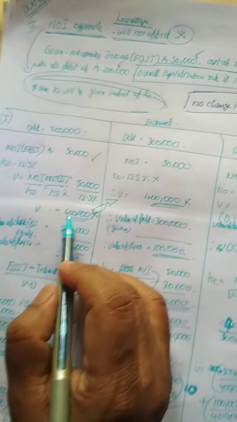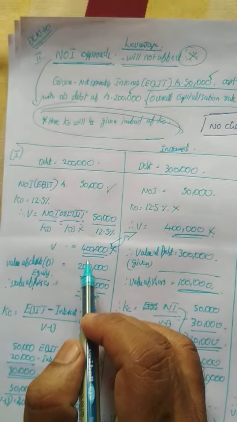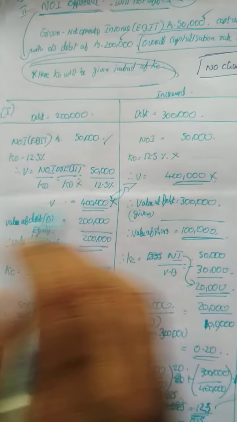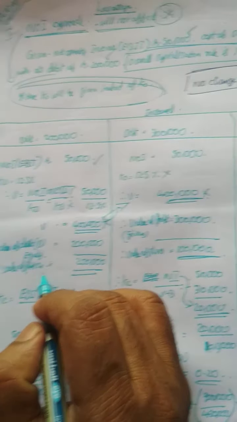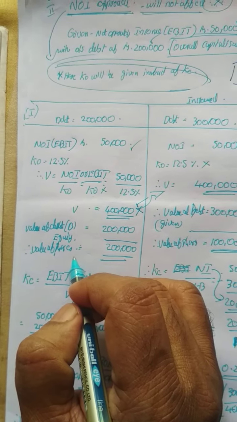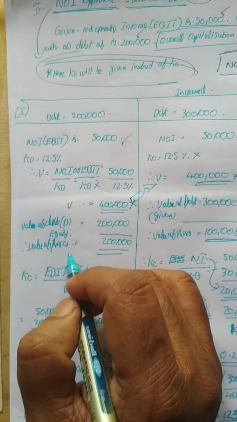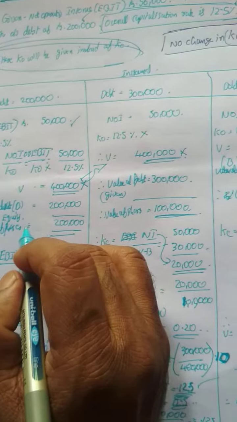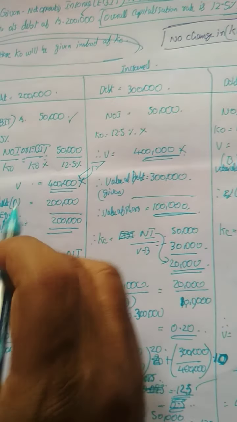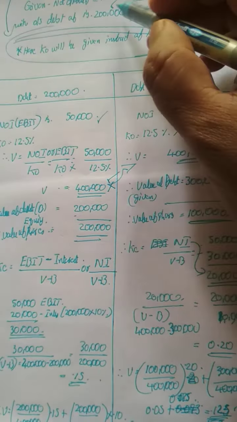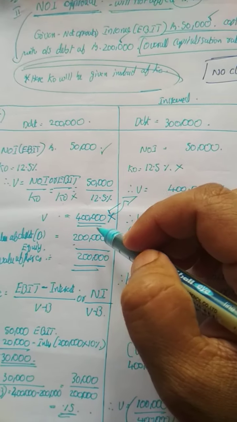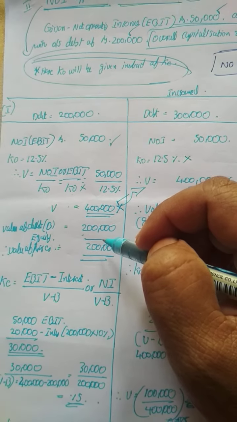So from the value of the company, if we deduct the value of debt, what will we get? We will get the value of equity. From the value of the company, if we deduct the value of debt, given in the question as 2 lakh, we will get the value of equity shares.